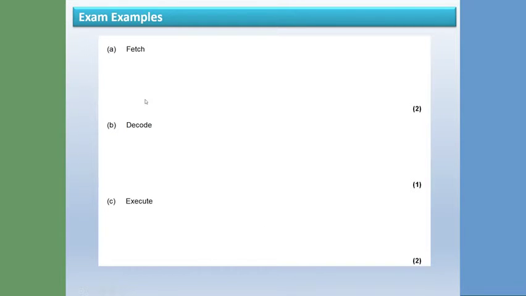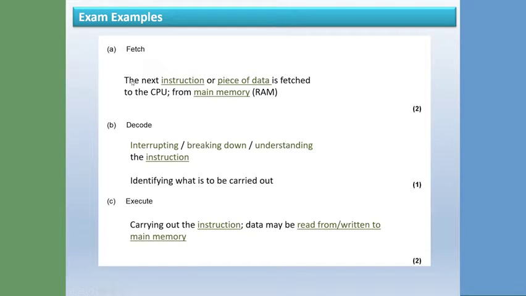So, fetch, decode, execute. This question would be asking you to describe or explain what goes on at each of these phases. So the fetch stage gets the next instruction or piece of data and it is fetched to the CPU from the main memory. Make sure you are including where it's going to and where it's coming from. It's fetching it from memory to the CPU, and it's our instructions.